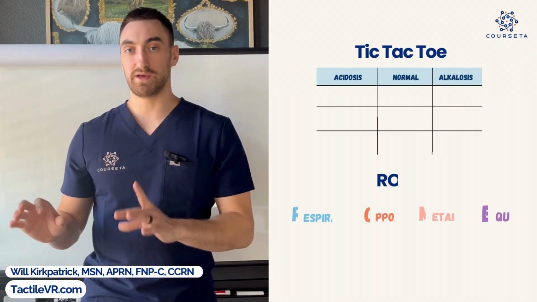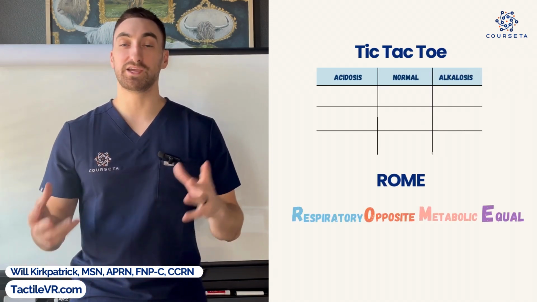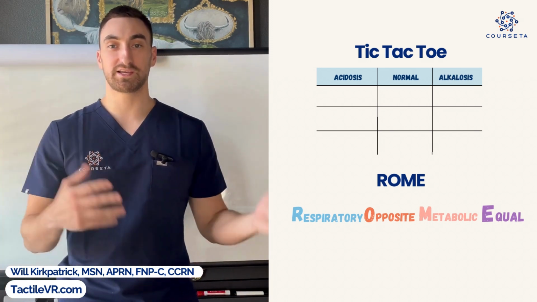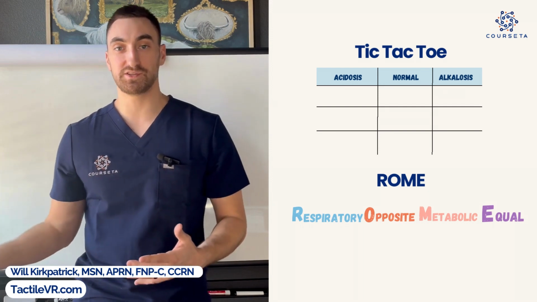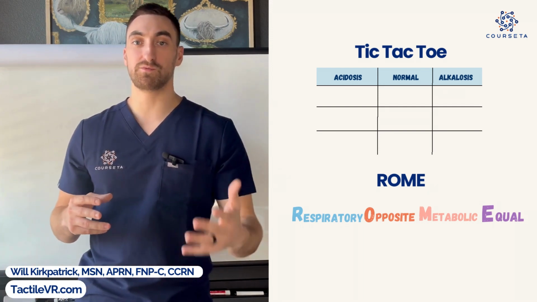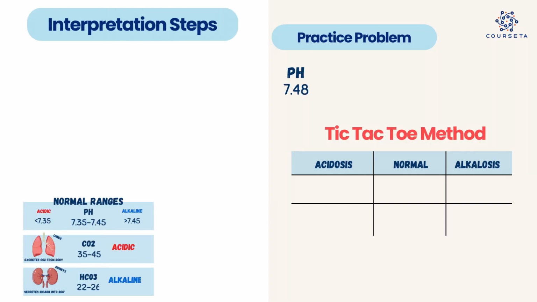Now you have two options on determining what method you want to use. There is the Tic Tac Toe method or the Rome method. I prefer the Rome method. I used the Tic Tac Toe method at first, but the Rome method helped me understand the next step of determining what kind of compensation there is. But let's go over both, and you can determine which one works best for you. Let's do a practice problem together so you can see it in action and best apply what we're learning. We have a pH of 7.48, a CO2 of 32, and HCO3 of 24.